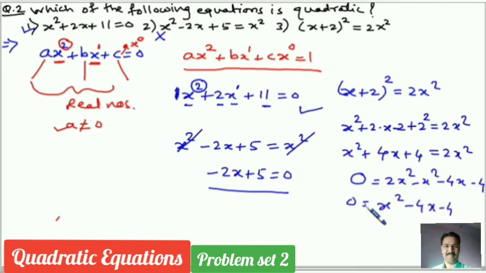Instead of writing here 0, I'll write this side 0. Now look here, whether it is quadratic? Yes, it is. So the third option is also correct. Means the first option and third option, both these are correct, that means the second one is the only wrong option. In this way, we can check whether the given equations are quadratic or not.